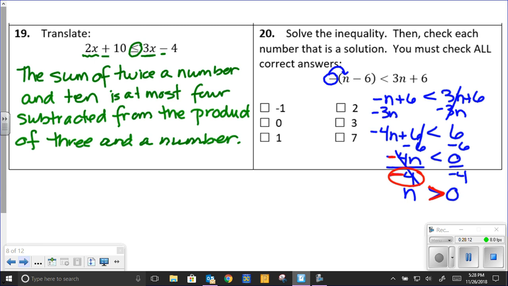I can put them on a number line if I want to and do it that way, but remember, it's not going to be 0. 0 is not one of them. It's not going to be -1 because that's less than 0. 1 is greater than 0. 2 is greater than 0. 3 is greater than 0. 7 is greater than 0. Again, watch out what you're doing there.